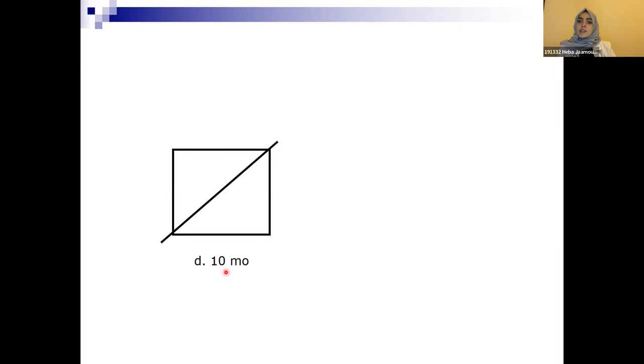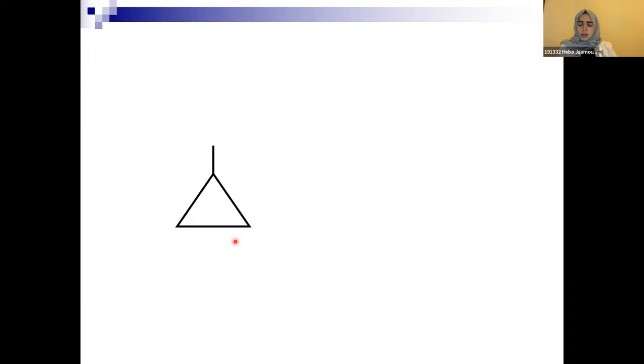It indicates the age at which the individual passed away. So this passed away at 10 months old, okay? According to this, this is an infant that passed away at 10 months old. Okay. Next, we have a triangle.